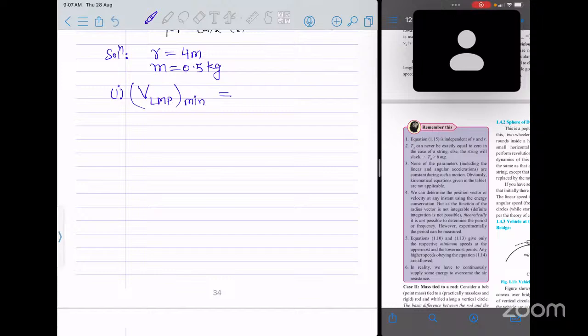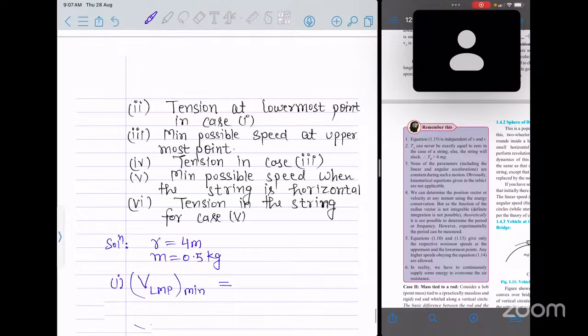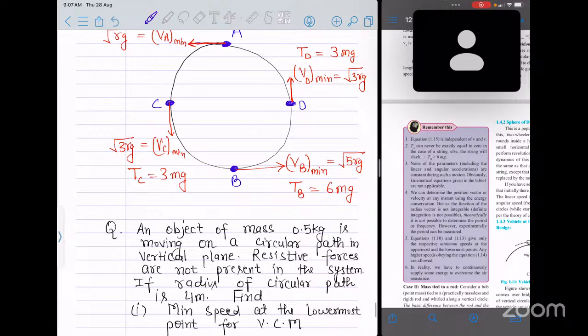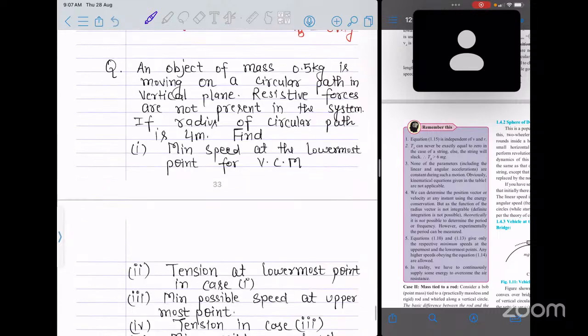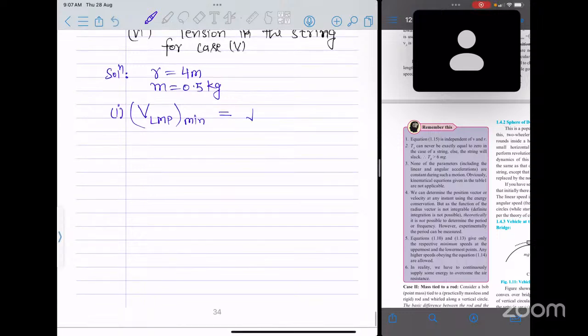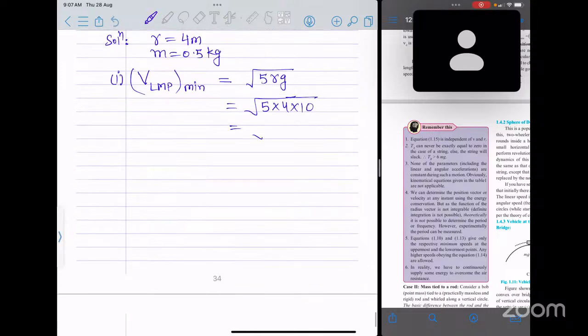So it is square root 5 rg. Square root 5 rg, where r is 4, g let's say 10, so this will become square root 200, which means 10 root 2 meter per second.